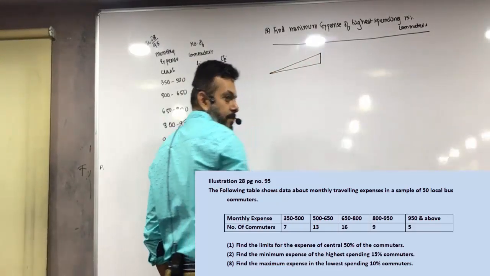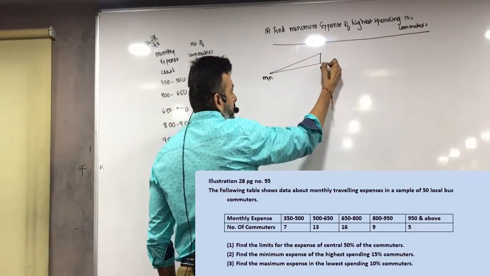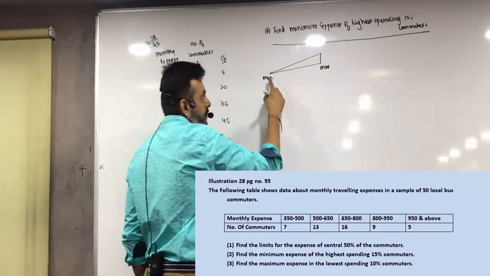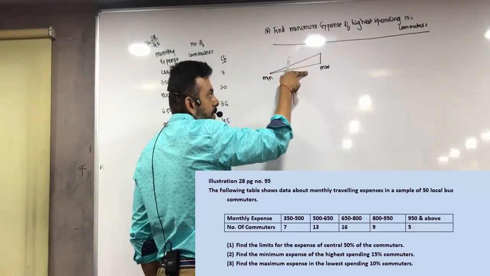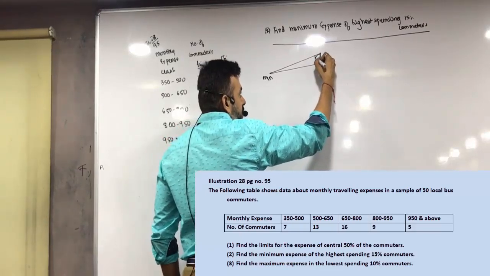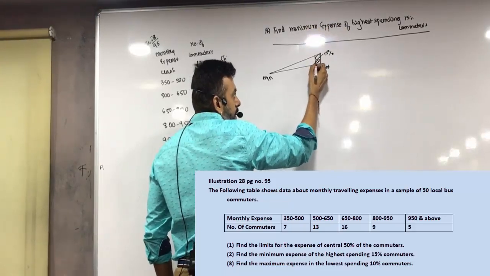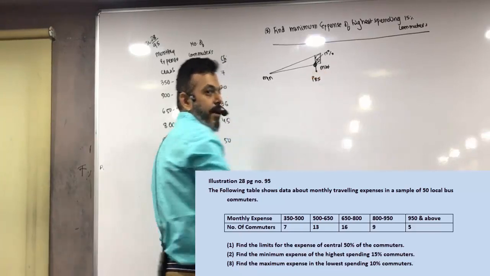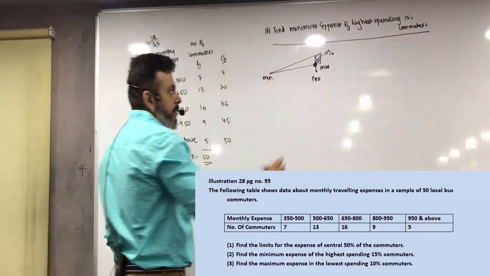Find the minimum expense of the highest spending 15% commuters. Again, minimum to maximum. This is minimum and this is maximum or highest. Now I want to find the highest spending 15%. This is the minimum spending and this is the highest spending. This is complete 100%, and this I'll say is 15%. Which one do I want? The minimum expense, so I want this. So it will be P85. Understood this?